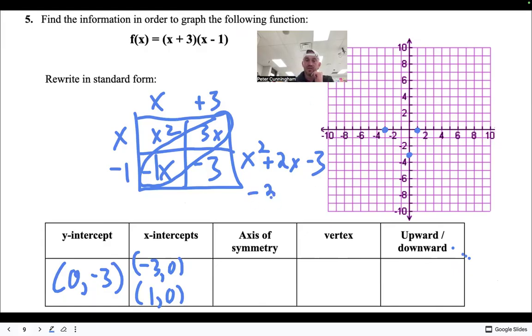-b, so -2 over 2a. -2 divided by 2 is -1. And let's just look here. If I have zeros at -3 and 1, the middle of that, let's do the axis of symmetry. X equals -1. The axis of symmetry, I'll draw it here, is at -1.